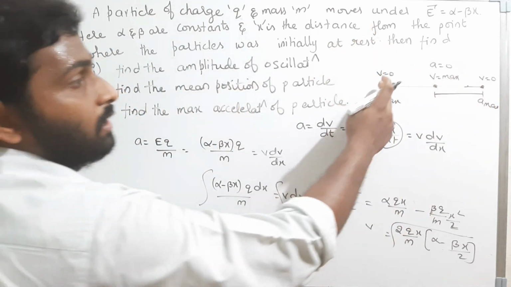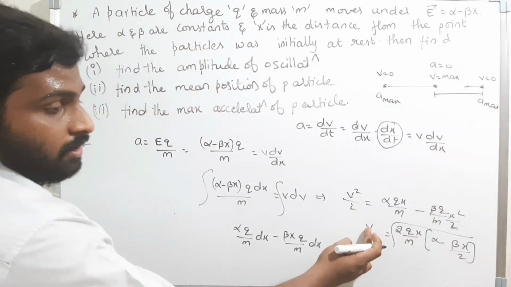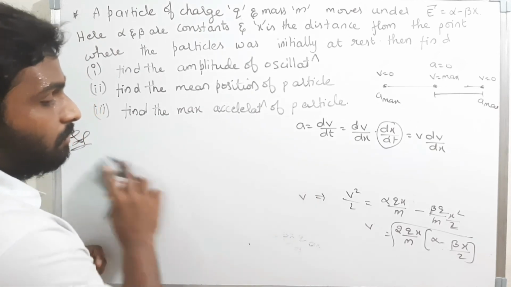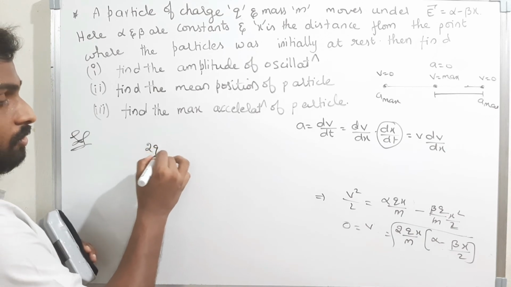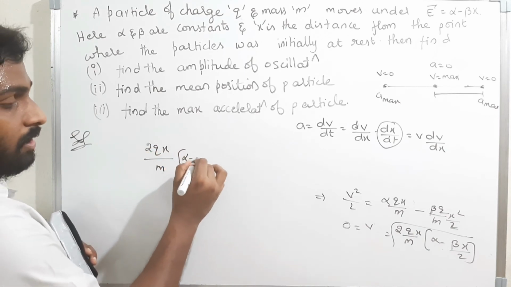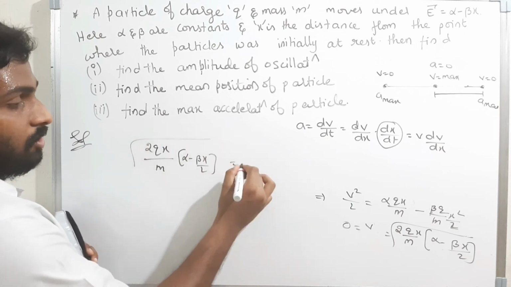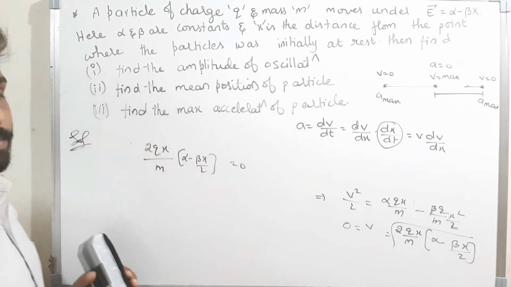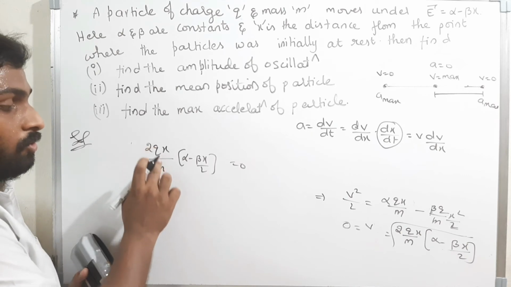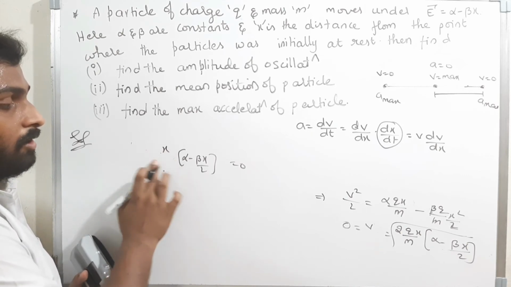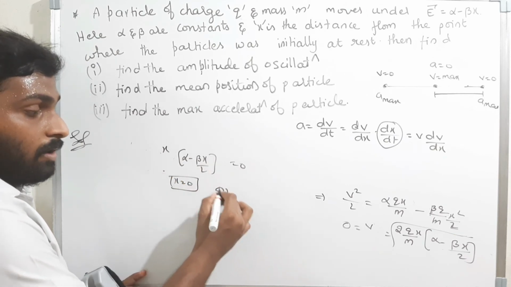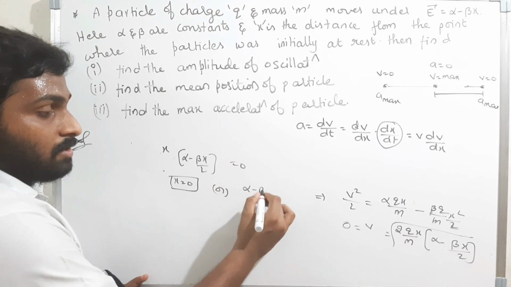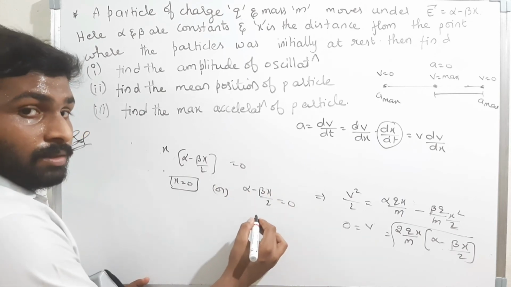Now I have to find where the velocity becomes 0. That means keep v equal to 0. If I keep v equal to 0, then I will get the extreme positions. So v equal to 0 gives the square root of (2 x q by m into (alpha minus beta x by 2)) equal to 0. If I remove the square root, it is equal to 0. The 2 and q by m are constants, so I can remove them. Therefore, this becomes 0 when either x is equal to 0 or when alpha minus beta x by 2 is equal to 0.